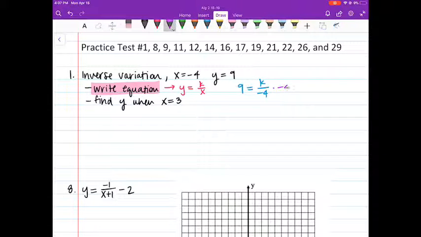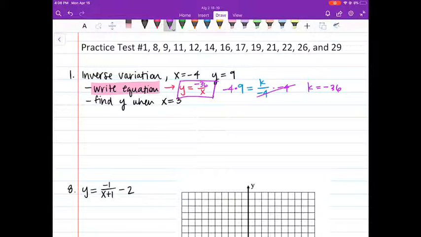We want to get k by itself, so we get rid of the only number attached to it, which is -4. It's attached by the division, so I use multiplication. So it looks like k is going to be -4 times 9, which is -36. Now we go back to our regular function, y equals k over x, swap out k with what it's equal to, -36, and we're done.